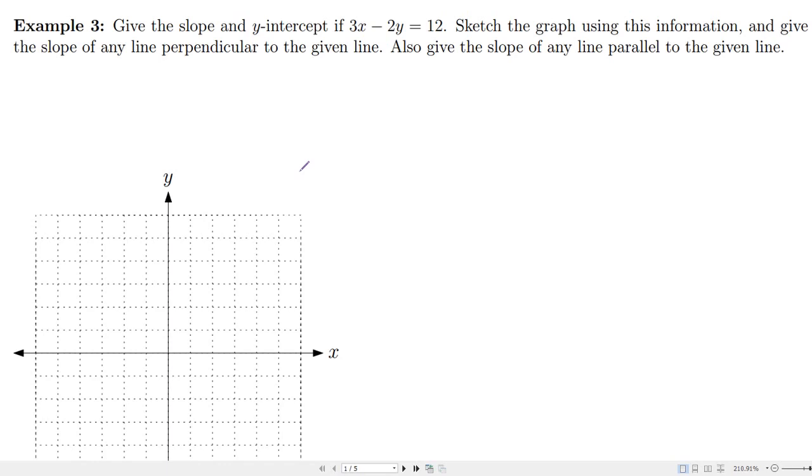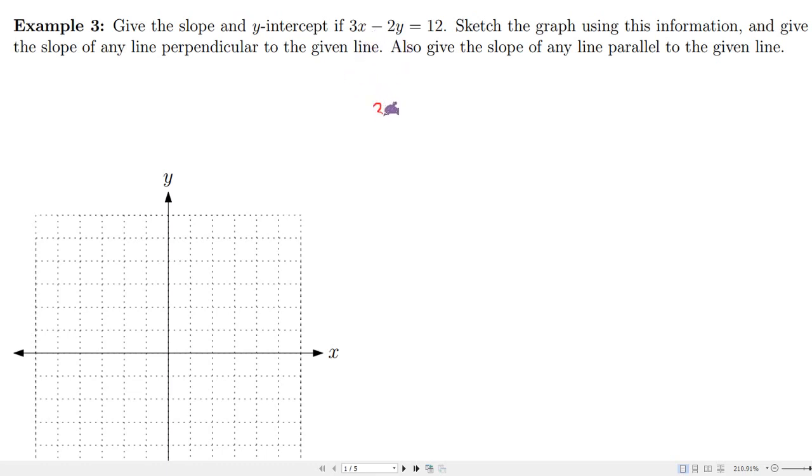All right, so now let's consider the following problem. Give the slope and y-intercept if 3x minus 2y is equal to 12. Sketch the graph using this information and give the slope of any line perpendicular to that given line, and also give the slope of any line parallel to that given line. So several parts that we're going to have to solve here, but first let's start with this equation. This is a linear equation, as we've seen before, so we should be able to write it in the form y equals mx plus b, and from that determine the slope and the y-intercept. So let's start with that.